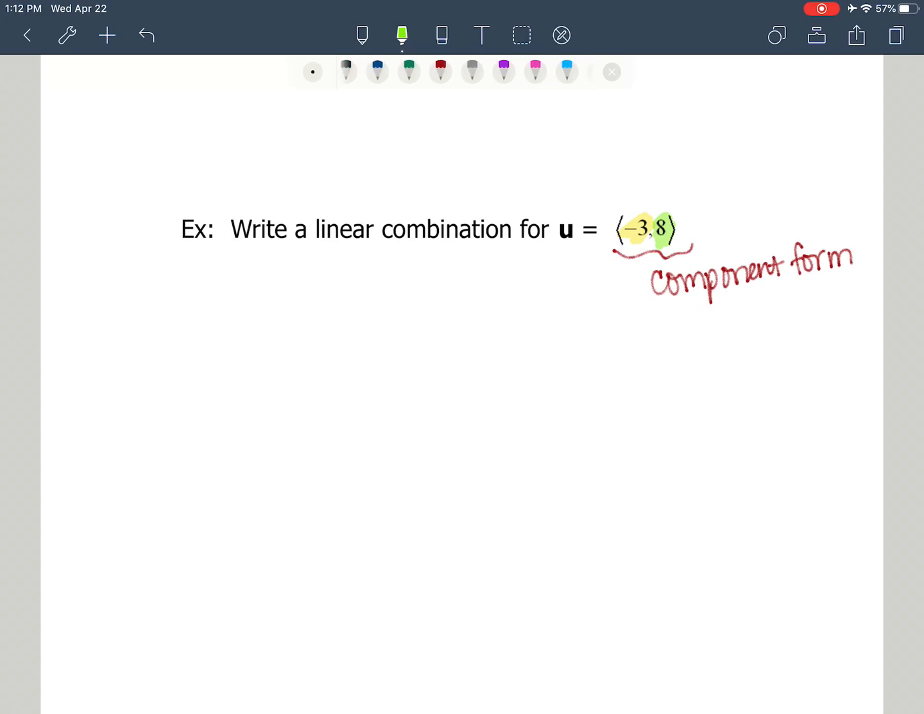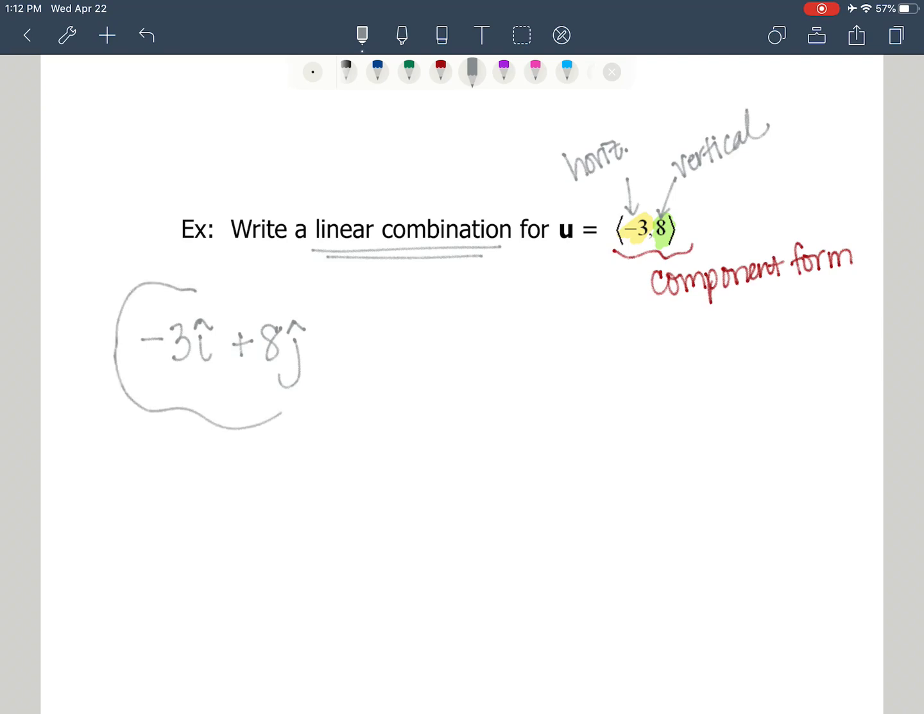So yellow is our horizontal and green is our vertical. And we already knew that, right? Sure we did. So now to write it as a linear combination, -3, your horizontal is I hat, and your vertical, +8 times J hat. And that is your answer. That's linear combination. It's that simple.